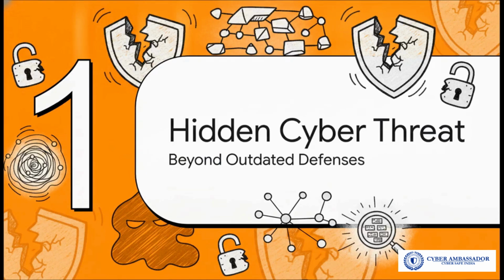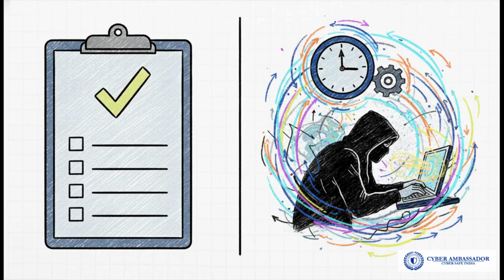Okay, let's jump straight into Section 1, the hidden cyber threat: moving beyond outdated defenses. Look, relying on checkbox security, like running a basic vulnerability scan just to pass an annual compliance audit, means you are already severely behind. Checkboxes do not stop AI-driven attacks. They don't stop zero-day exploits. They literally only confirm you met a minimum standard on one specific day of the year.